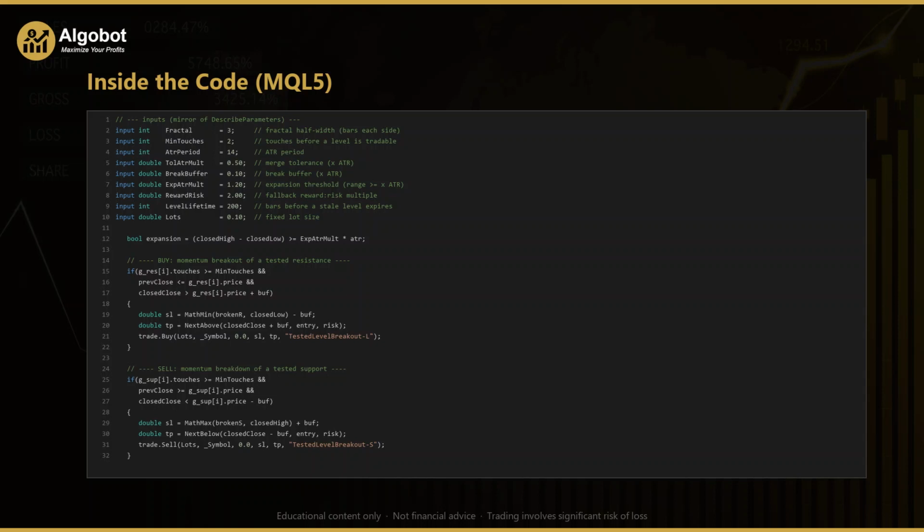The sell block is the exact mirror. It needs a tested support, the previous close at or above it, and this bar closing below it by the buffer. The stop sits just above the broken level or the bar's high. The target is the next level below, and trade.sell places the order. Both sides are symmetrical, which keeps the logic clean and balanced.